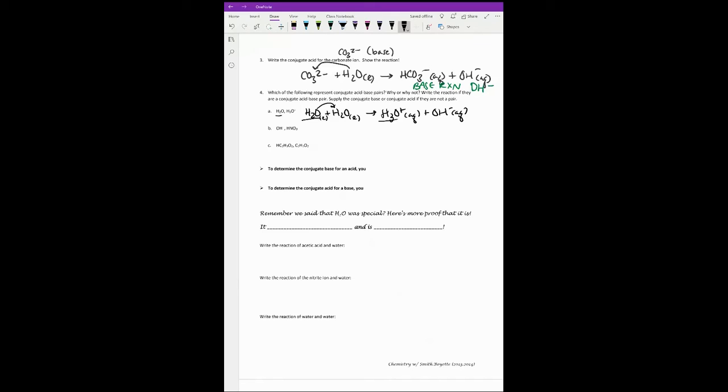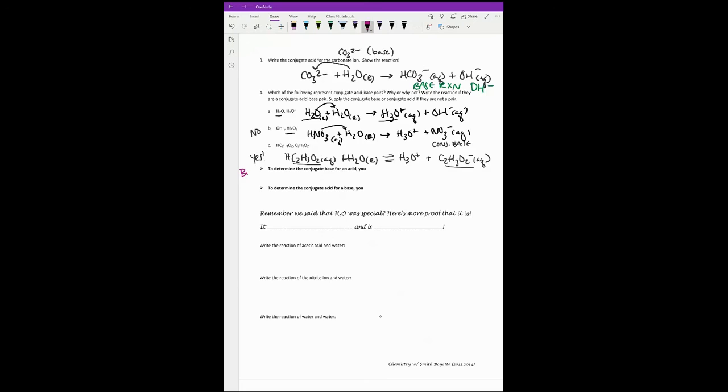OH minus and HNO3. In this example, we're actually going to start with the HNO3 plus H2O. We know that this is an acid. It's going to donate to make H3O plus and NO3 minus. So this answer is no, because the conjugate base is actually NO3 minus. For C, I want you to do it on your own. I want you to see if you can come to the right answer. And then when you finish, unpause and check your work.